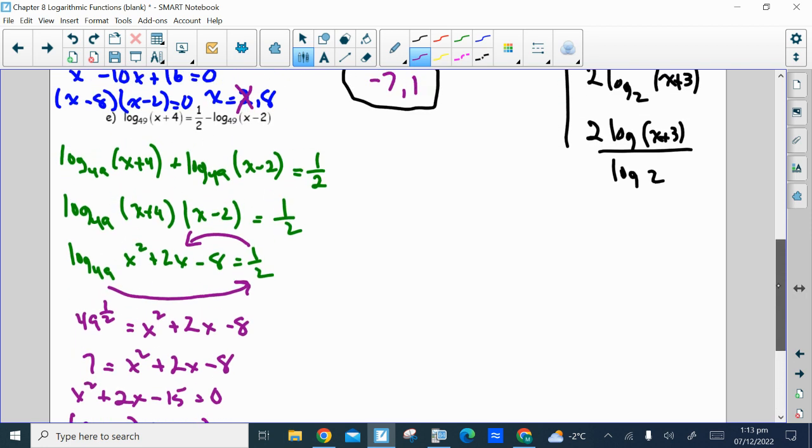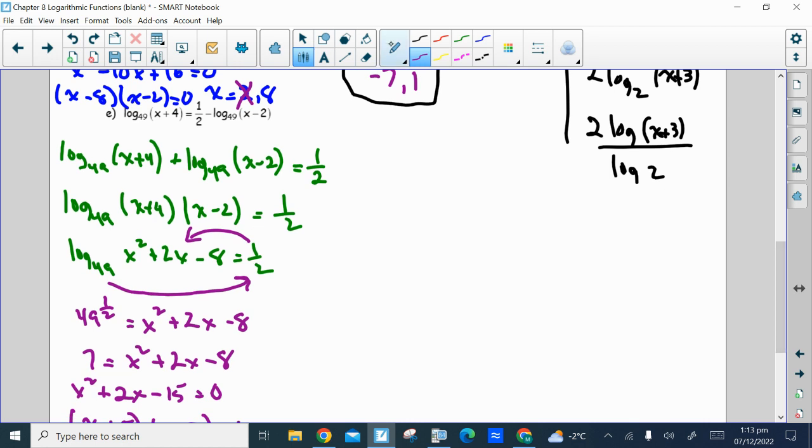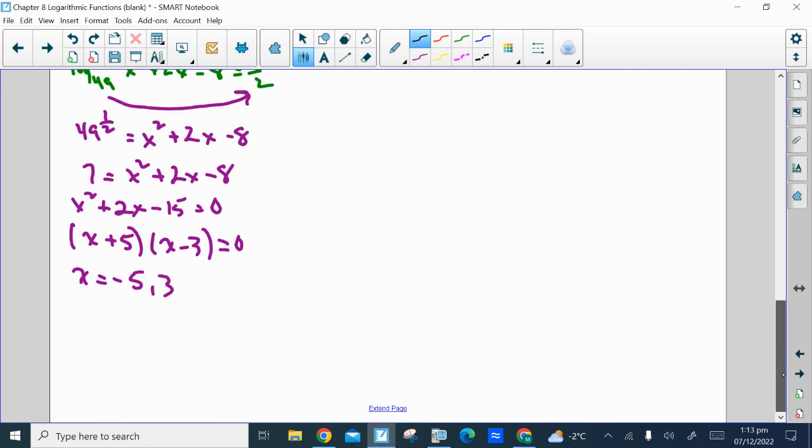If we look at our restrictions, though, for this first term, the log of x plus 4, x has to be greater than -4. For the second term, the log of x minus 2, x has to be greater than positive 2. And we have to choose the one that satisfies both conditions, which is x is greater than 2. And because of that, -5 won't work. Only positive 3 works.